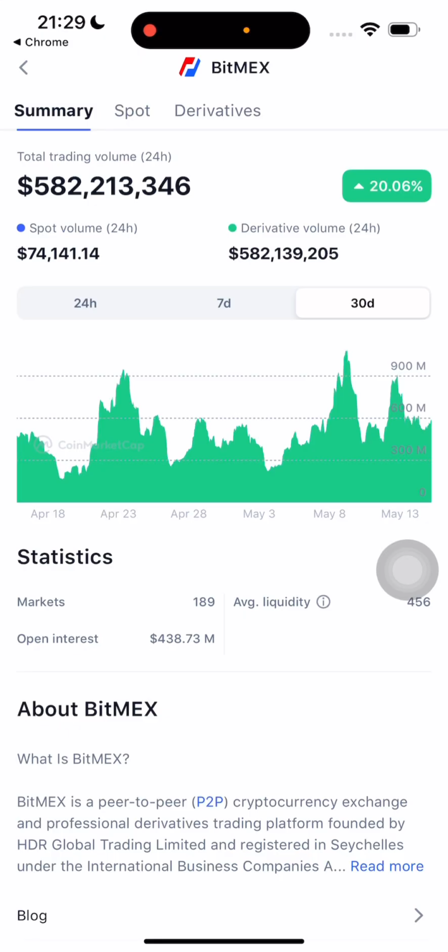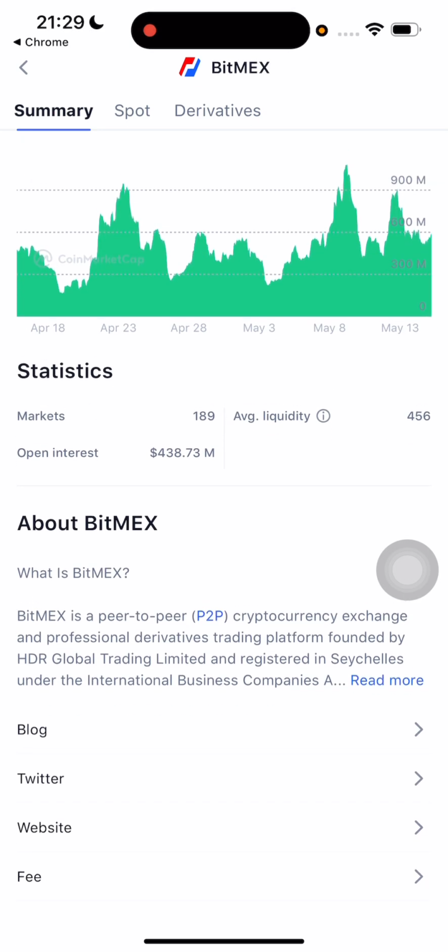On CoinMarketCap, this is the information about Bitmex, and in the last 24 hours, the total trading volume is 582,213,346 USD. And in this, we have spot and the derivative volume. The derivative volume has a higher percentage, meaning a lot of persons love to trade futures on this exchange. Derivative is also known as the futures market, so the one you open with leverage. Then the spot one is over 74,000 USDT. And you can read information about the exchange here.